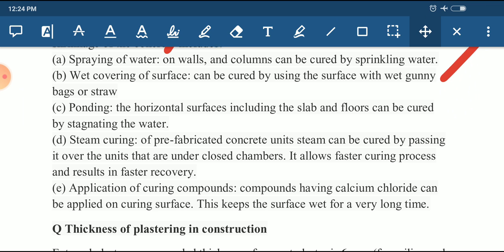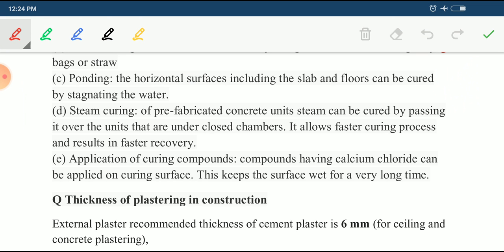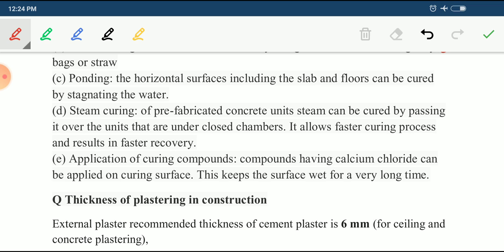Next, ponding. Horizontal surfaces, including slabs and floors, can be cured by stagnating water on them. By ponding you can cure slabs and horizontal floors. Steam curing: prefabricated concrete units can be cured by passing steam over the units in closed chambers.